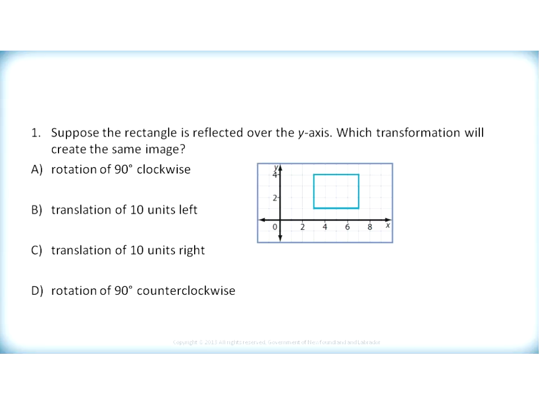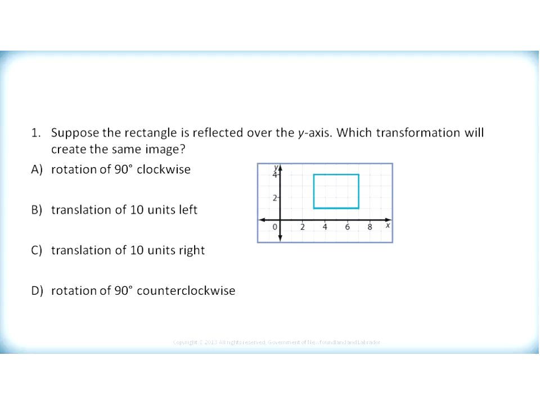Suppose the rectangle that we see below is reflected over the y-axis. Which transformation will create the same image? Is it rotation 90 degrees clockwise, translation 10 units left, translation 10 units right, or rotation 90 degrees counterclockwise? Now, if we take each one at a time.